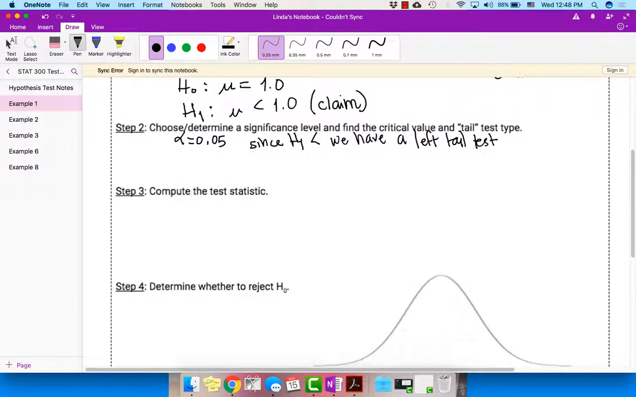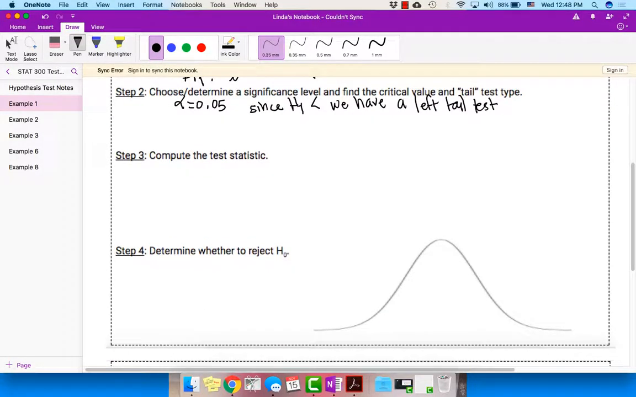Because I want you to scroll down to step number 4. When you know that you have a left tail test, then you know that your critical value is going to be somewhere on the left side, in which the area here represents our significant level alpha of 0.05. Okay, so we have to find this t right here. By the way, why is it t?